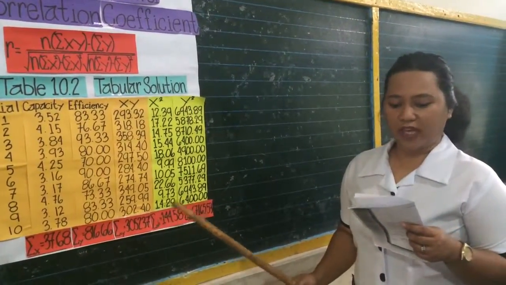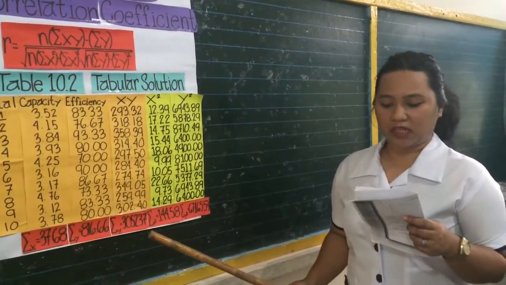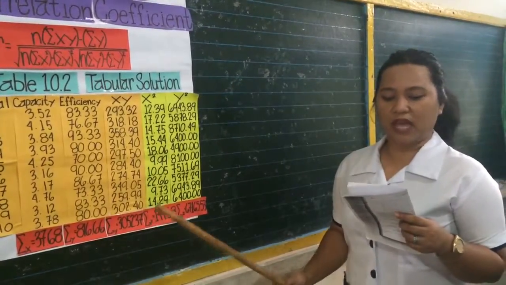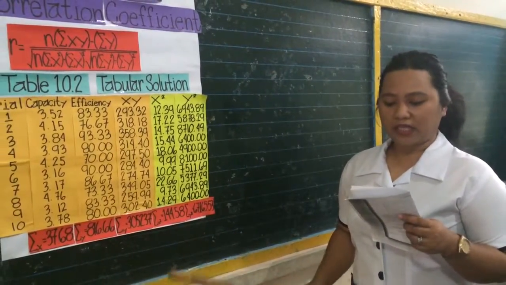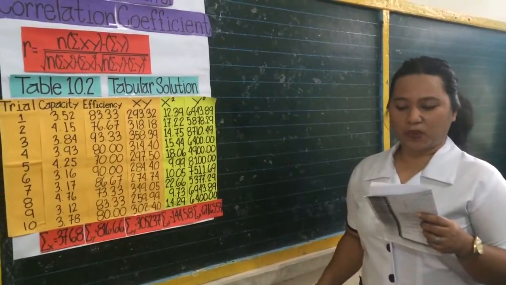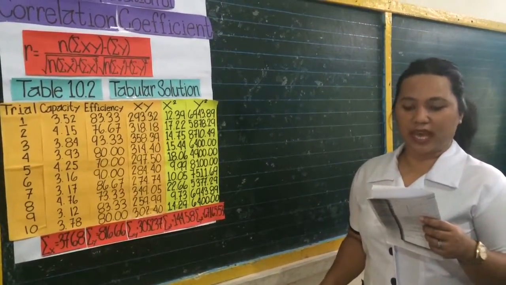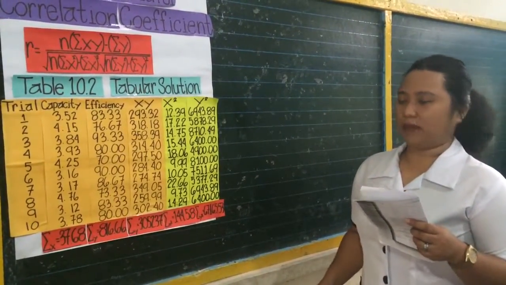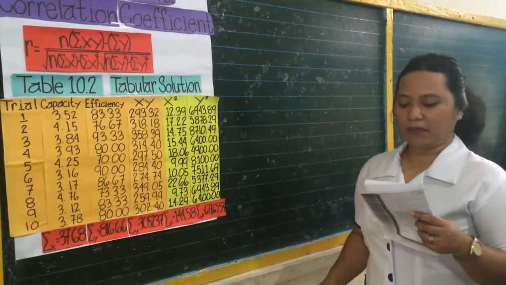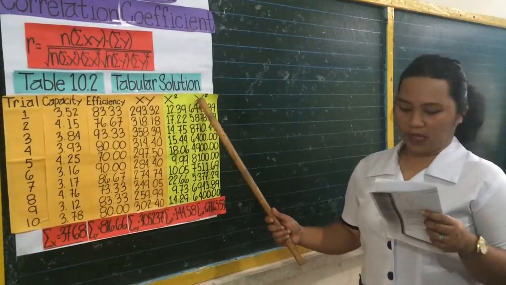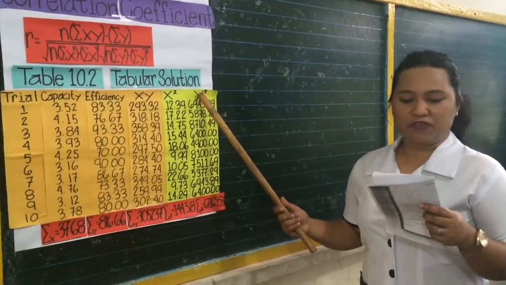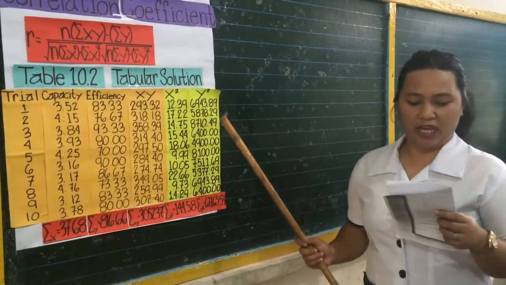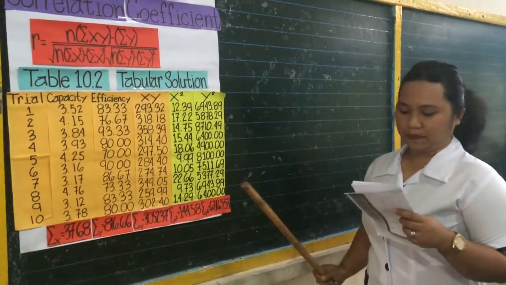The summation of xy involves calculating the product of each x and y value and then summing them up. The second term, the summation of x squared, involves squaring each x value and then adding them up. The third term, the summation of y squared, similarly involves squaring each value of y and then summing them up.